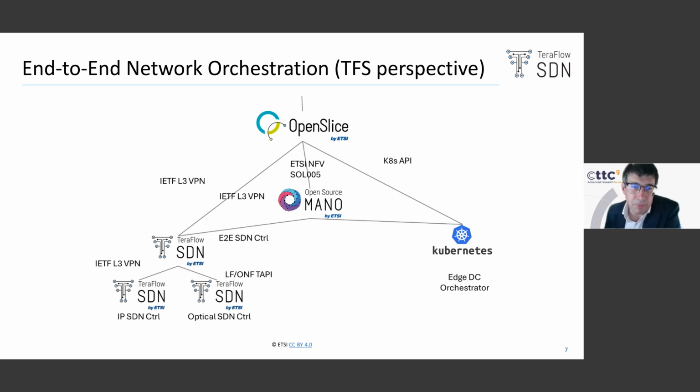You know it can act as a parent and/or as a child. If you use it as a child, you can have it handling different network domains, for example, IP domain or optical domain, but also you can use it as a parent for the end-to-end control and management. This can also be related and accessed from OpenSlice and Open Source MANO. So this is how we can easily relate between the different options of ETSI SDGs.